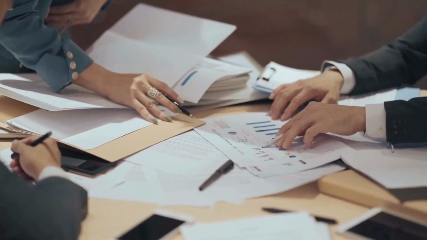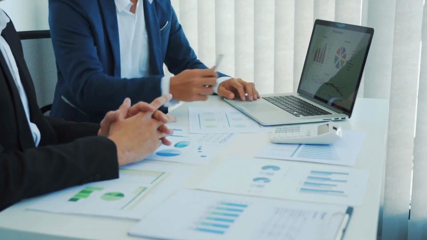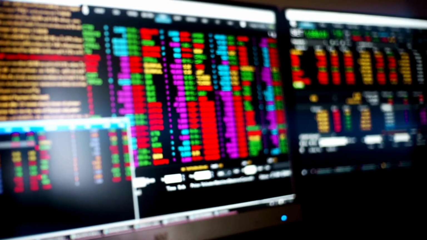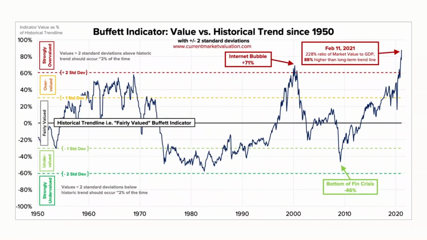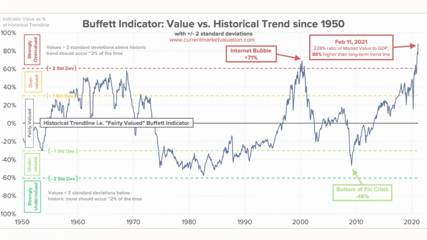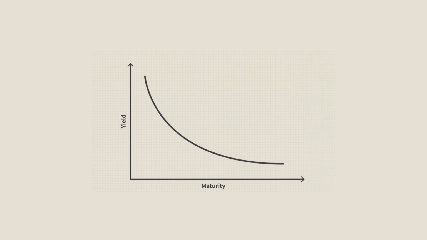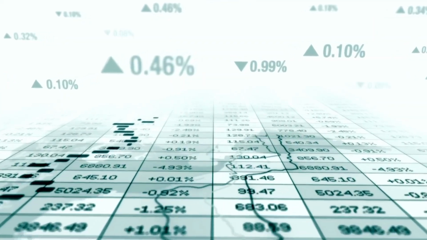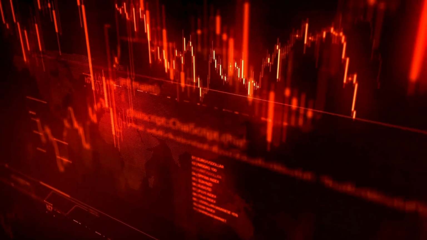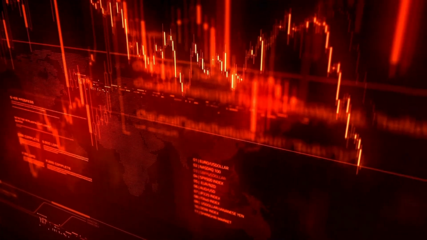Summary and outlook. All these indicators together do not give us an exact date for a possible correction or downturn in the stock market, but they do show us clear warning signs. The Buffett Indicator suggests overvaluation. The yield curve is inverted, the PE ratio is high, profit margins are under pressure, and overall market sentiment shows high levels of greed among investors.